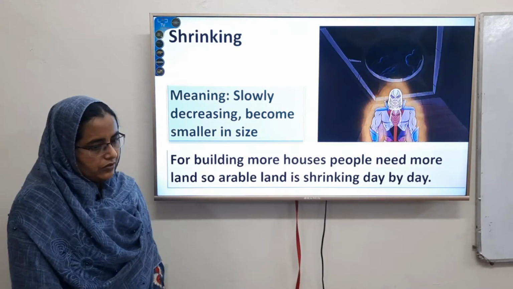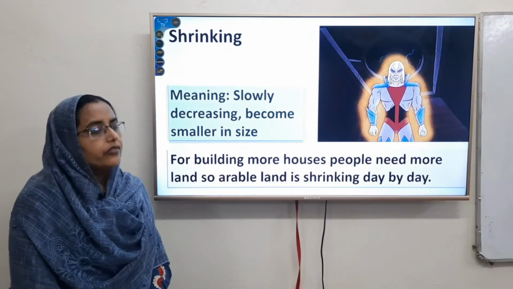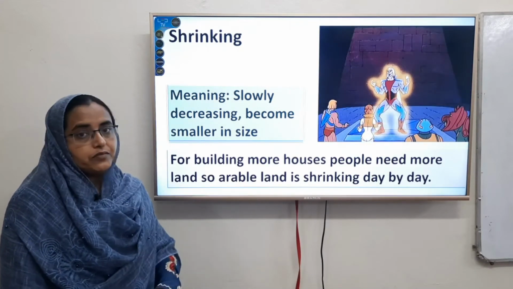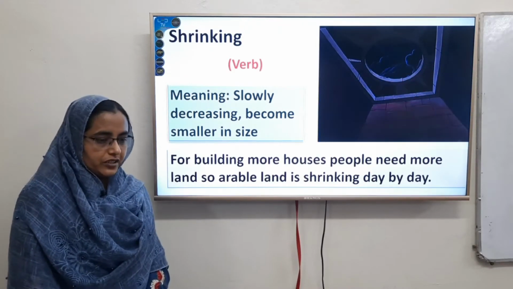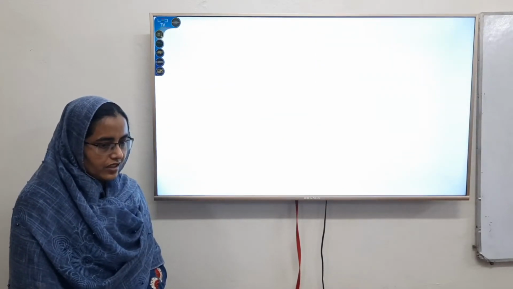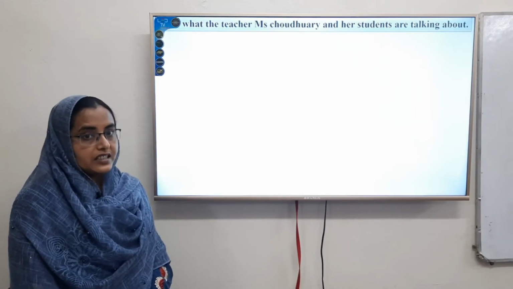For building more houses. Okay, so learners, I think this is clear to you what is the meaning of the word shrinking, something that becomes smaller. Shrinking is a verb. Now, it is time to read the text.